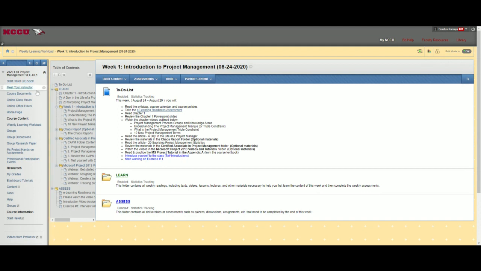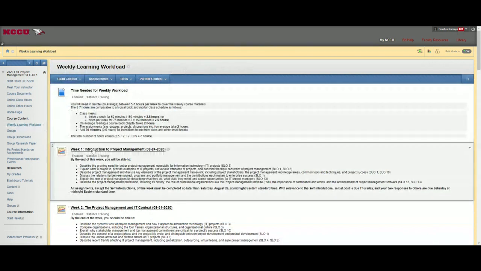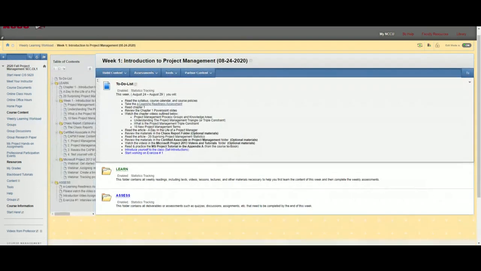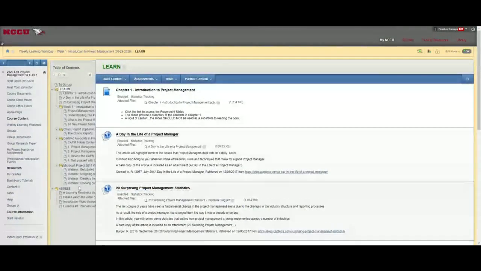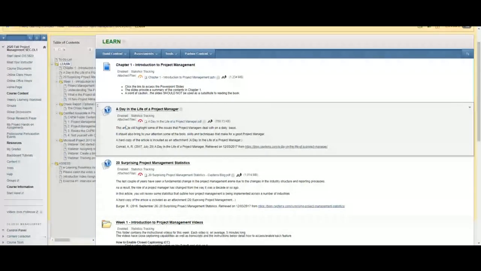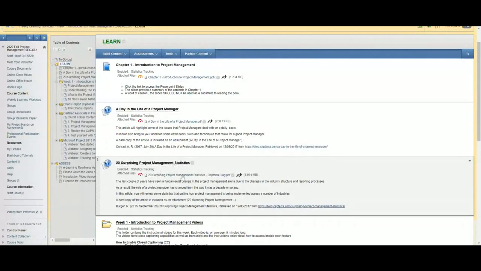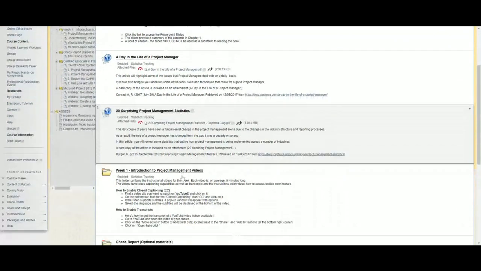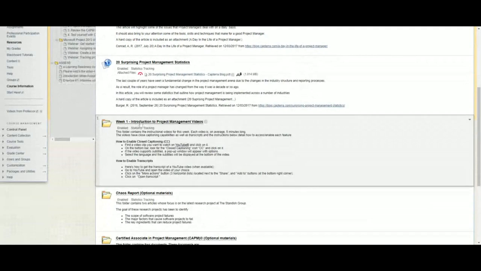Basically, I've provided you with some information about the cost structure, and I'm hoping by now you're all familiar with that. So we'll start with the weekly learning workload, from week 1 introduction. Most of you from the learning session are telling me you've already started working on these documents. You can read this at your own free time. You're not being graded on this. This is just to give you some general information. The same thing with these introduction videos.